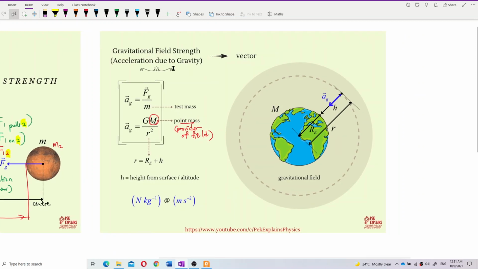This gravitational field strength has two units. Normally the unit for gravitational field strength is Newton per kilogram, because it corresponds to the meaning of the formula itself: gravitational field strength is the gravitational force per unit mass. But if we use another term, acceleration due to gravity, this talks about motion, so we use meter per second square. But these two are the same thing.